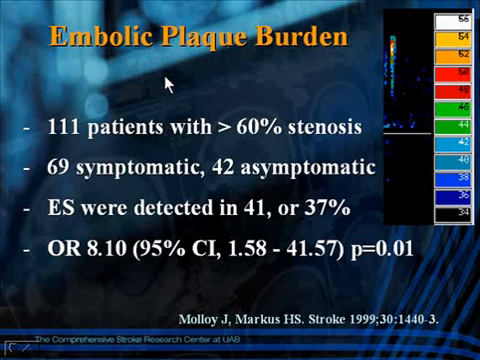Next slide, on embolic plaque burden. This is an example of data that was obtained prospectively by Hugh Markus's group out of London in England. And here are 111 patients with greater than 60% stenosis. 69 of them were symptomatic, 42 asymptomatic. Embolic signals were detected in 37% of these. And if the TCD study, on top of carotid ultrasound, was showing emboli for the same percent stenosis, the risk was 8-fold higher for first-ever or second stroke occurrence.